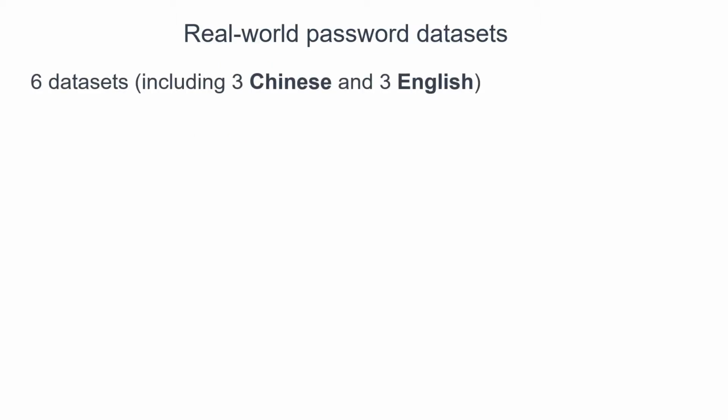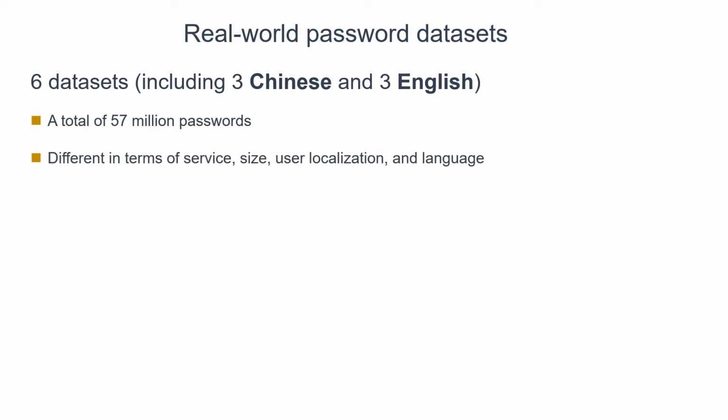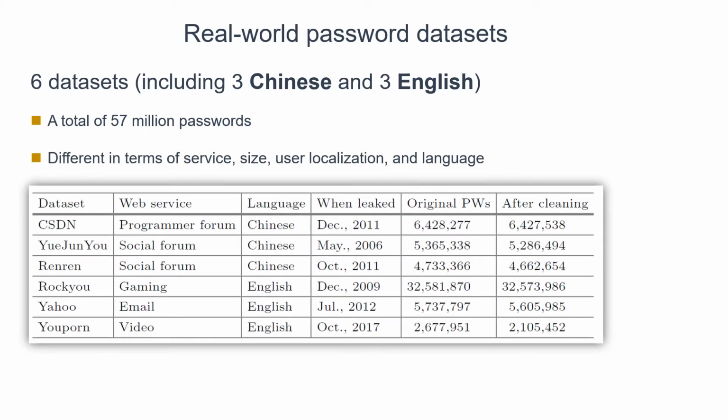Our experiment was built on 6 large real-world password datasets, a total of 57 million passwords, 3 from Chinese and 3 from English websites. They are different in terms of service size, user location, and language, which suggests that our models can be used to well characterize different user-chosen passwords. This table summarizes the datasets we used in this work. We name each dataset according to its website's domain name.